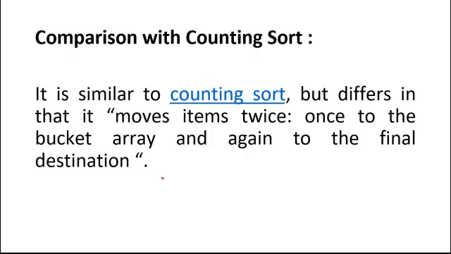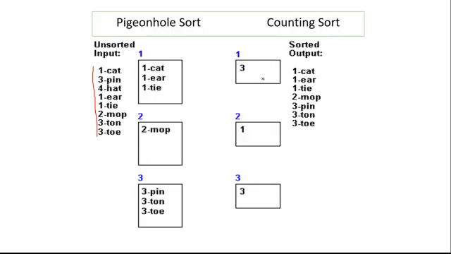This pigeonhole sorting technique is similar to counting sort, but it differs in that it moves items twice: once to the bucket array and again to the final destination. This is the comparison between pigeonhole sort and counting sort.